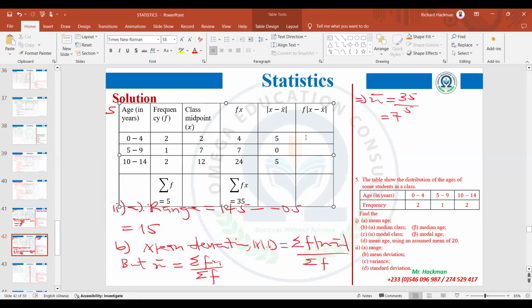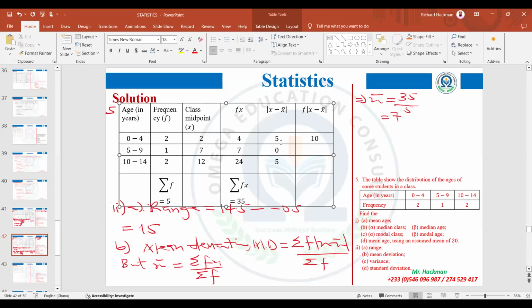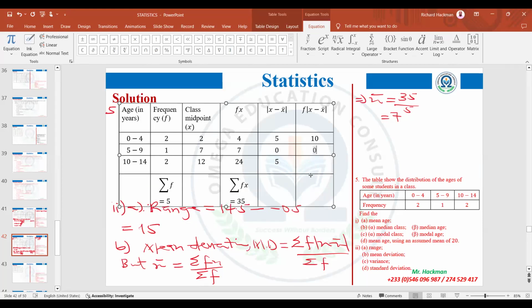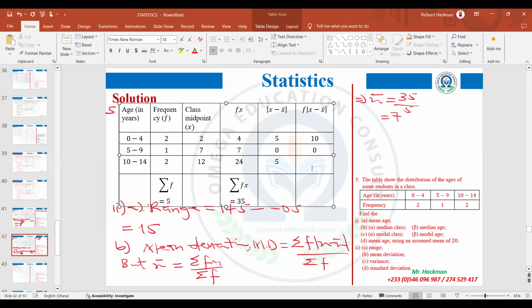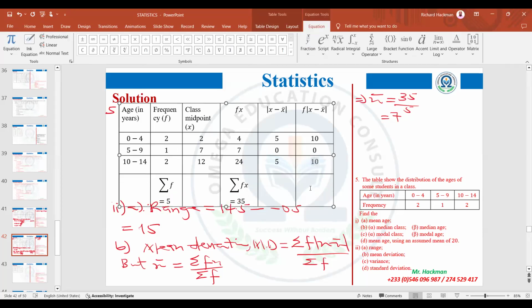So what do we have? F times this. That will give us 10. Am I right? Always look for your columns of interest. Then this times what? You are looking at this times, that will give us 0. The next one, 10. 10 again. So we are good to go.